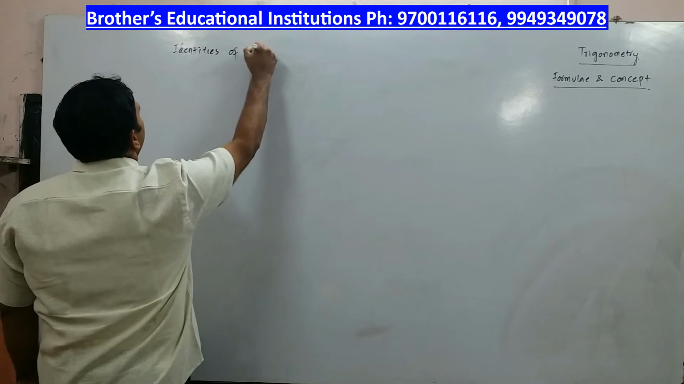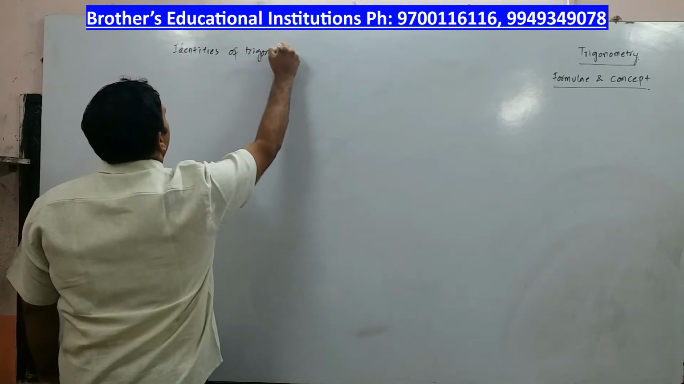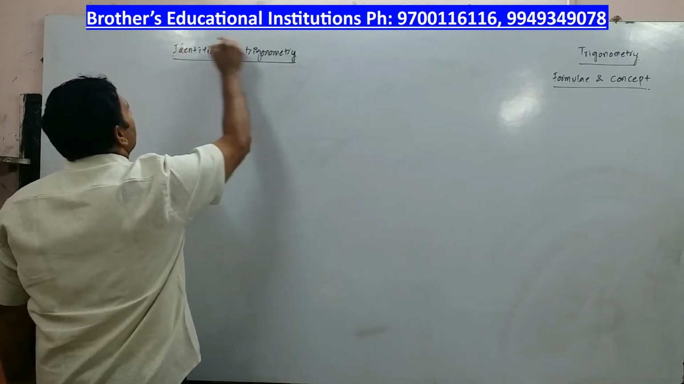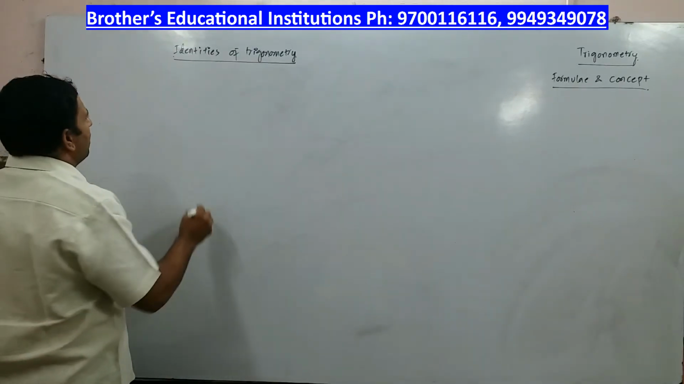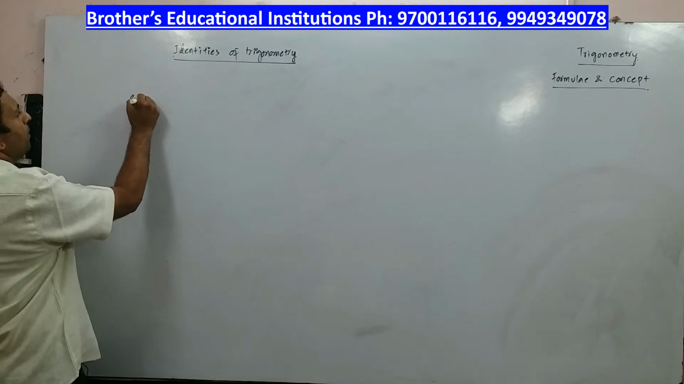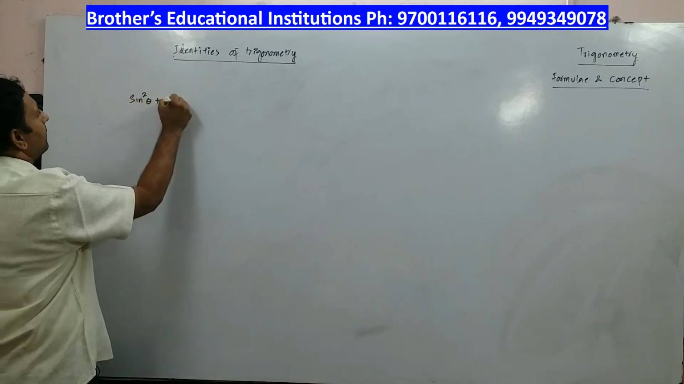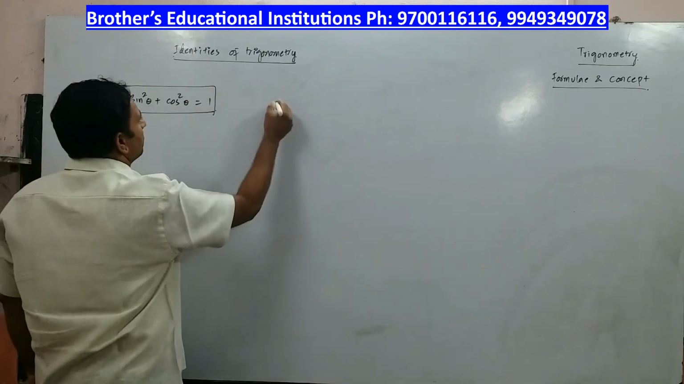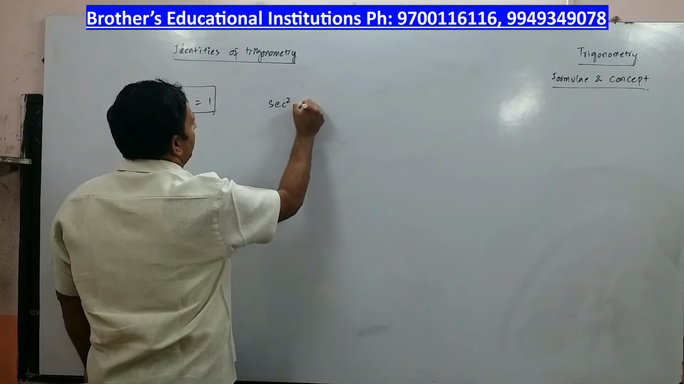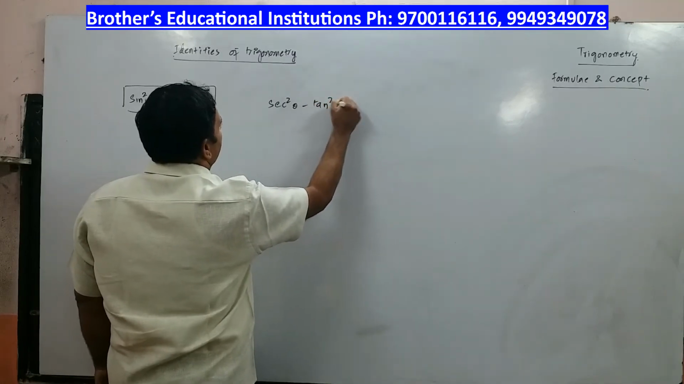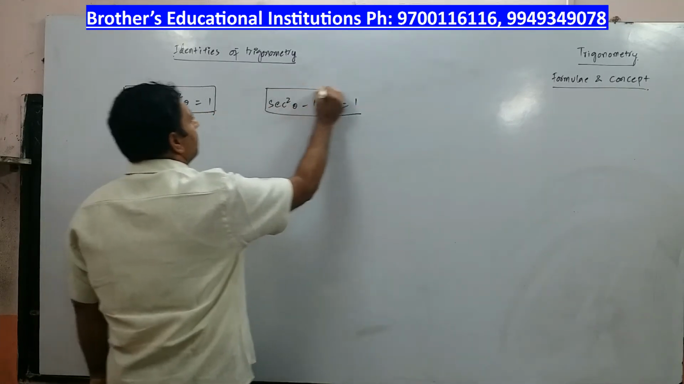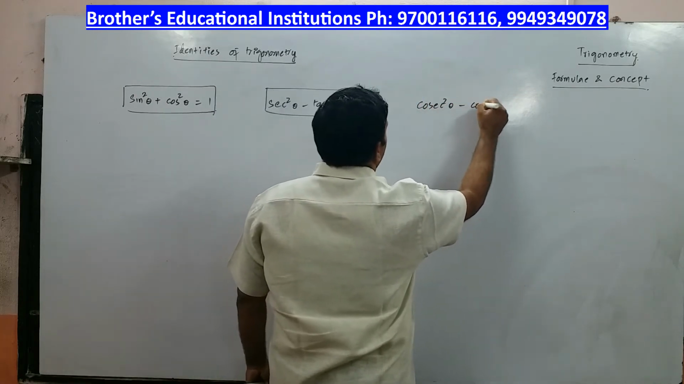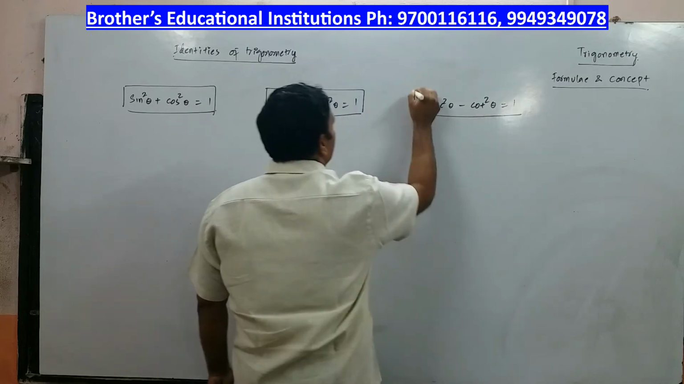Identities of trigonometry. Alright. Now, when you deal with identities of trigonometry, there are 3 identities. One is sine square theta plus cos square theta is equal to 1. Secant square theta minus tan square theta is equal to 1. And the third identity is cosecant square theta minus cot square theta is equal to 1.